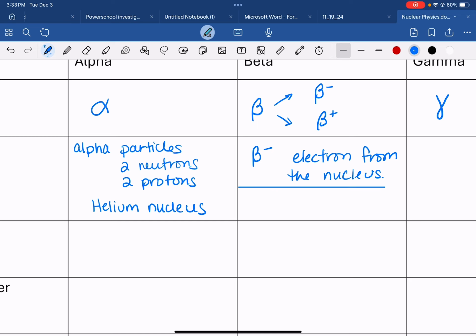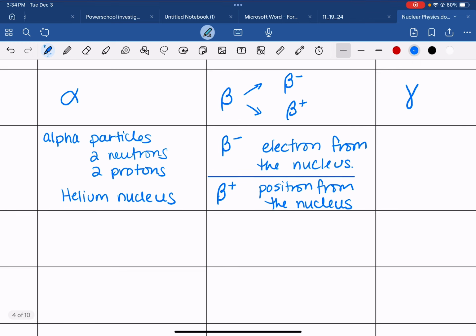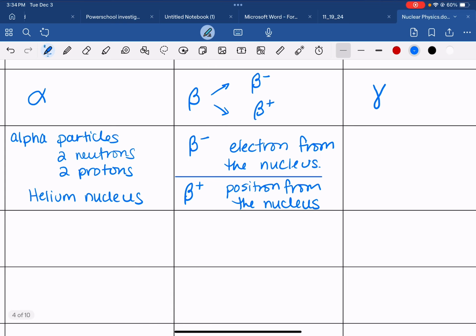Beta positive is going to be kind of similar, and it's going to be a positron from the nucleus. So it's a proton that emits a positron, a neutrino, and a neutron. So we will, again, get into the details of that and how it responds in an equation at another time.